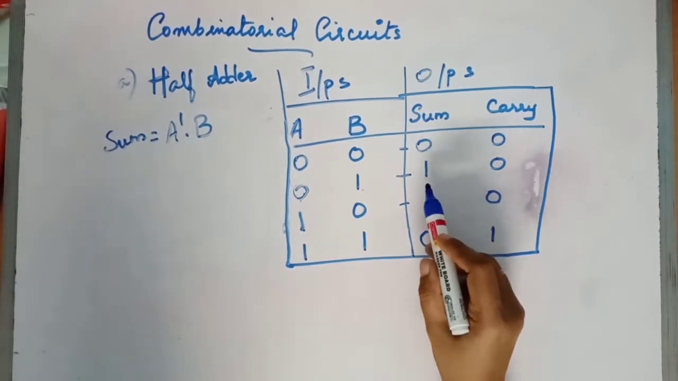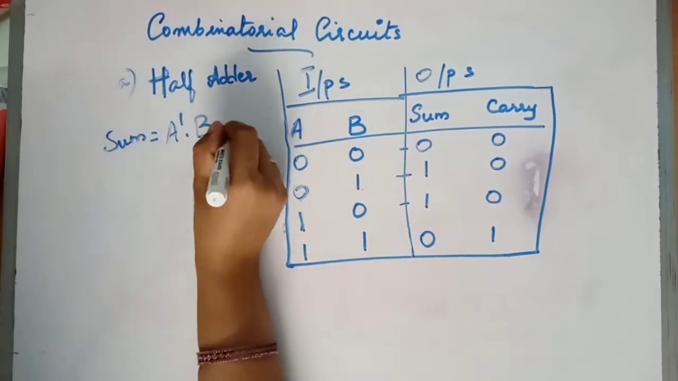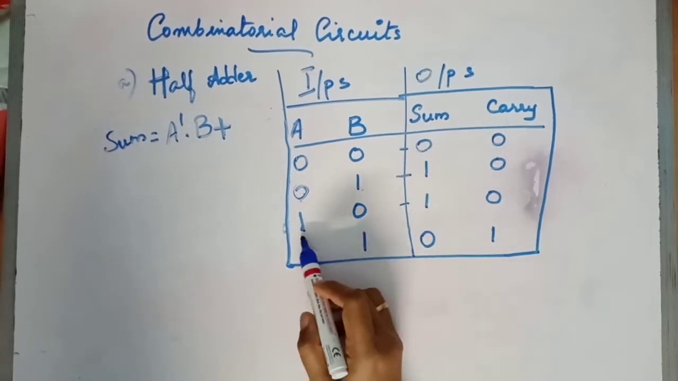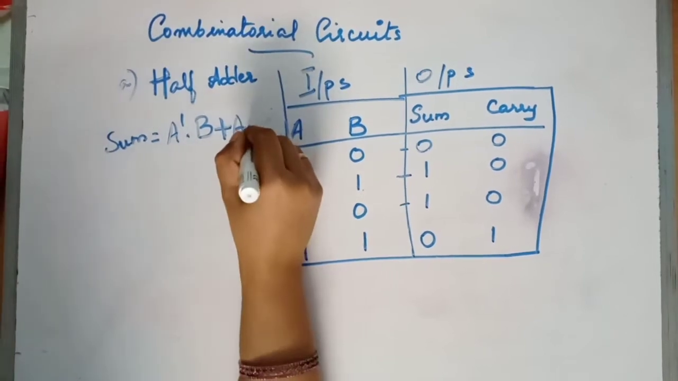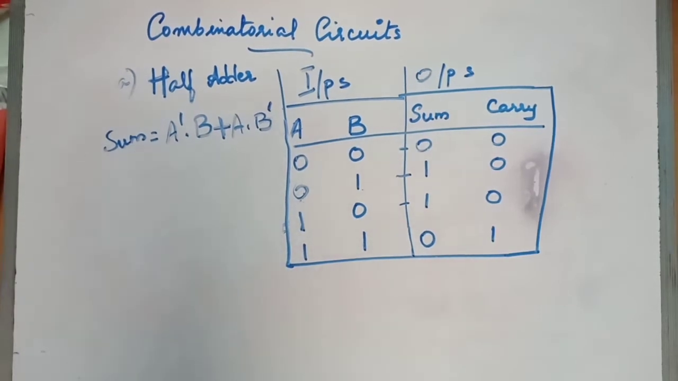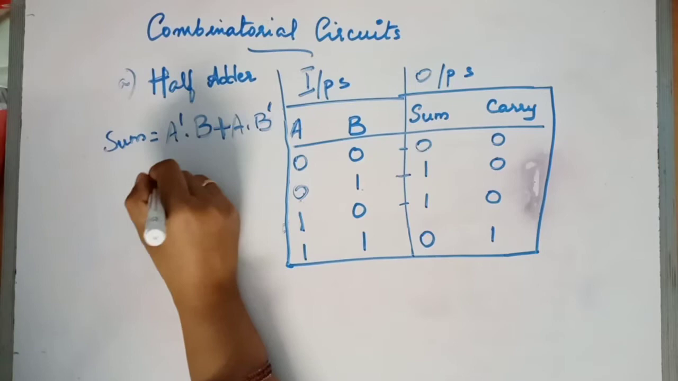But is that the only case where the sum is 1? No. There is another case also: if A is 1 and B is 0, then also sum is equal to 1. So this is the expression for sum. What is A bar B plus A B bar? We know that it is A XOR B.